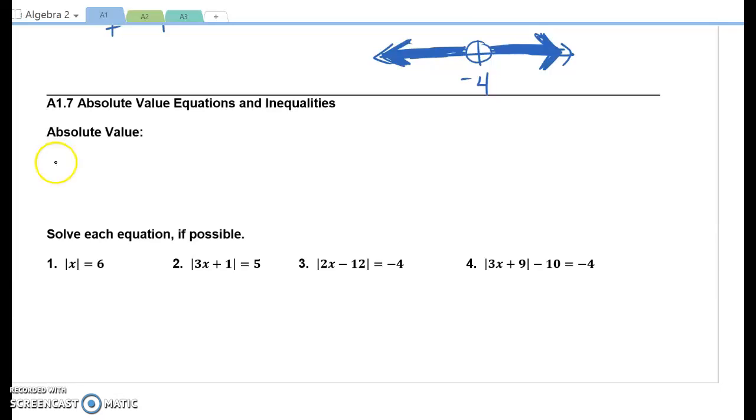What is the absolute value of -2? What is the absolute value of 5? What do you notice about both of these answers? They are positive. Absolute value is always equal to a positive number. This is because absolute value represents distance from 0.